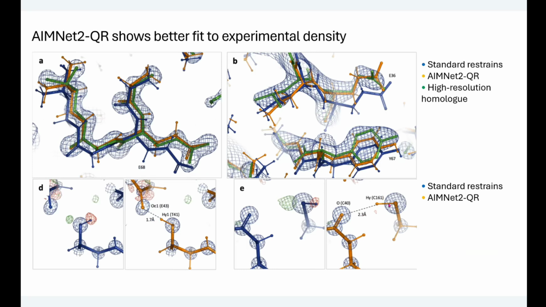AIMNet refinement. It's implemented in the Phenix refinement software for crystal structures. It shows the models indeed are very much improved compared to the standard restraints that are used, which are not even a force field, simpler than a force field, and don't give better hydrogen bond and secondary structure information overall.